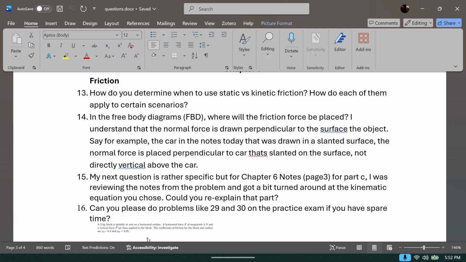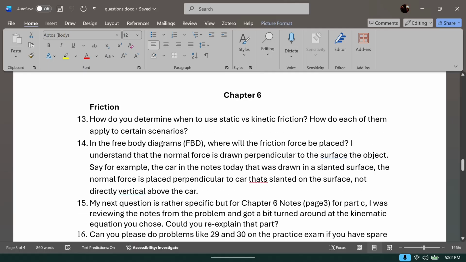But the idea there is the point that's actually in contact with the ground, of, say, your entire foot, or from the tire, that point is not sliding when you walk or when you drive. And sliding is really the thing that distinguishes static and kinetic. If it's sliding, then it is kinetic. If it is not sliding, it is static. How do each of them apply to certain scenarios? I guess the same answer. If it's sliding, you're talking kinetic. If it's not, you're talking static.